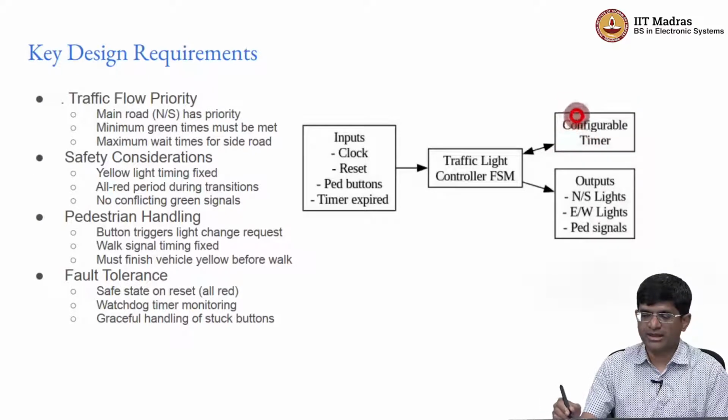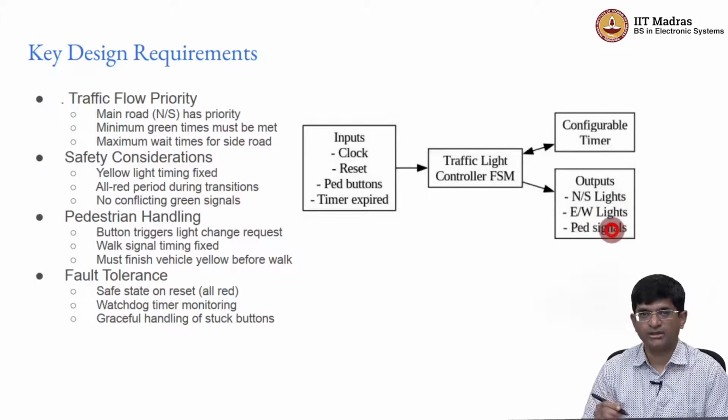So the timer is sort of a secondary input to my finite state machine, as we will see in the code shortly. It's a very useful and powerful construct over there, but we don't necessarily need to think of it as part of the FSM. It doesn't add states to the FSM. What does the FSM do? It generates of course the next state logic, and it also generates the outputs, north south lights, east west lights and the pedestrian crossing signals.